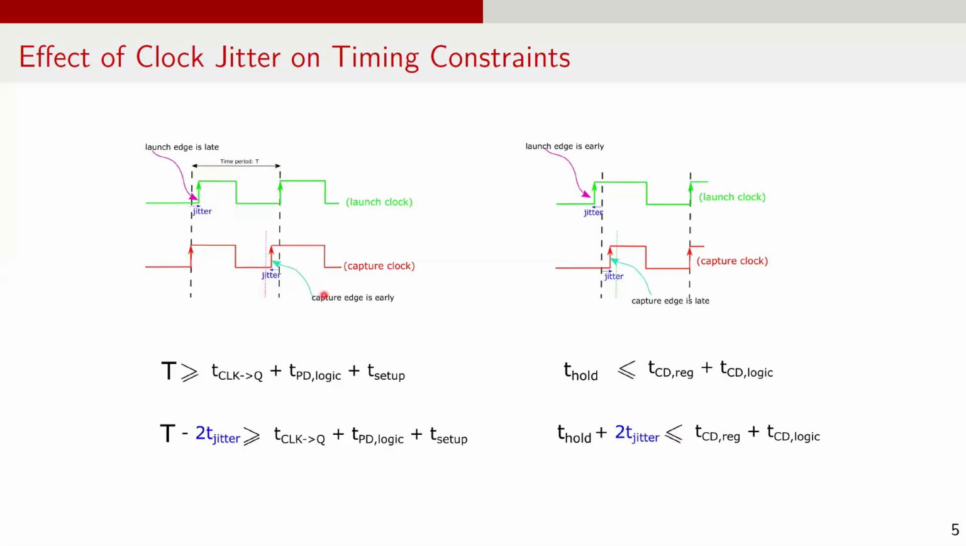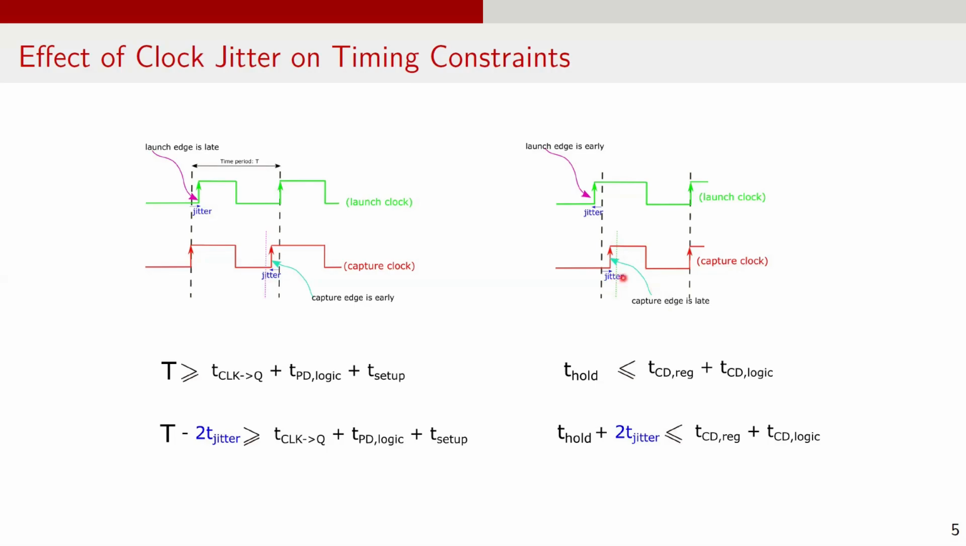In the figure shown over here, the green waveform represents the launch clock and the red waveform represents the capture clock. The nominal clock period is T. As seen, the launch clock edge is delayed, it is shifted to right, and when the capture clock is early, shown here shifted to left, this combined effect reduces the available time for the data to travel and settle at the capture flop. Here is the updated setup timing constraint equation including jitter. It's T minus 2 times of t jitter must be greater than t clock to Q plus t pd logic plus t setup. Now let's talk about hold time constraint.